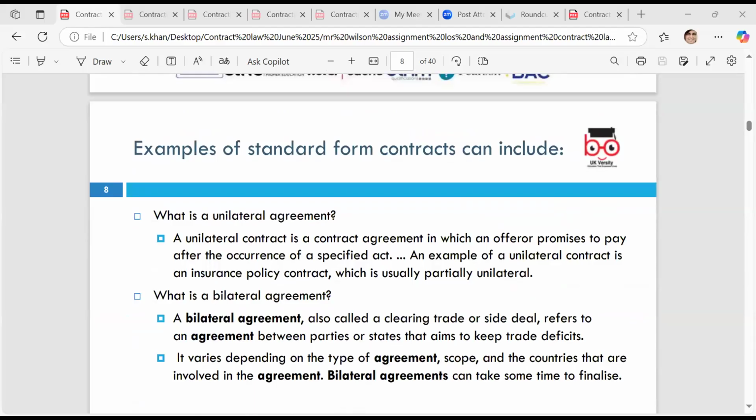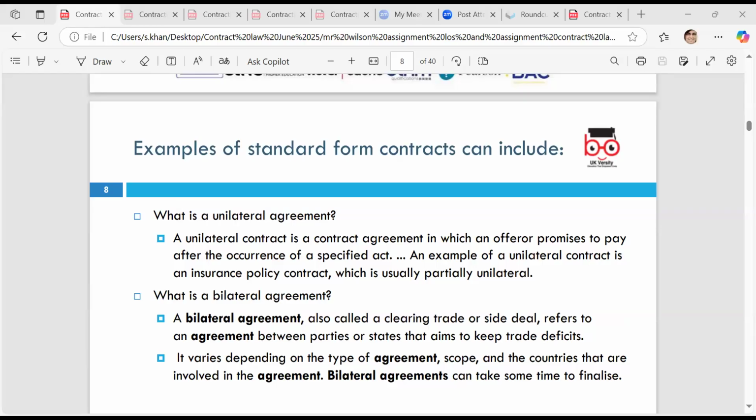Examples of standard forms can include unilateral agreements and bilateral agreements. A unilateral agreement involves one party making a promise that is accepted by the other party's actions. So that's a unilateral one. Whereas a bilateral contract gives an exchange of promises between two or more parties. So whereas the first one is one party making a promise, the second one is two or more parties exchanging promises.